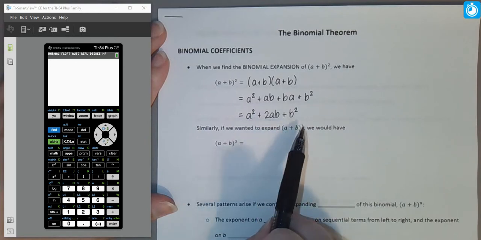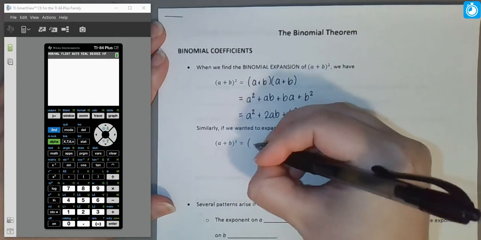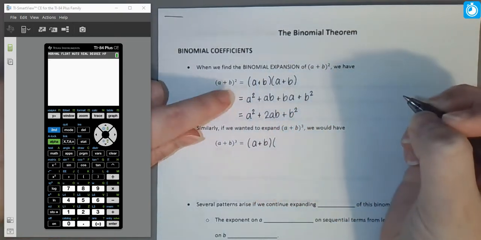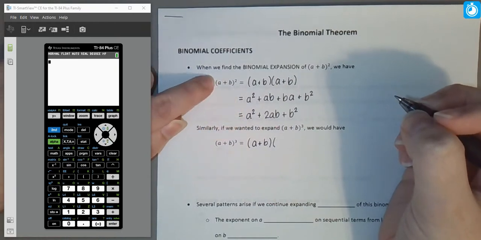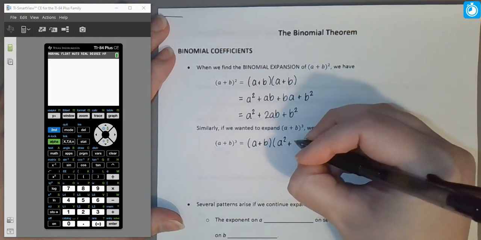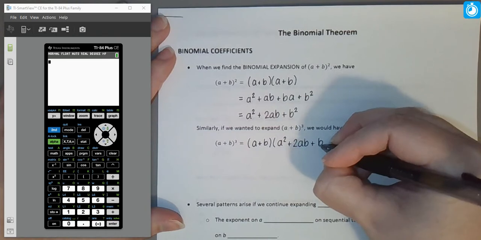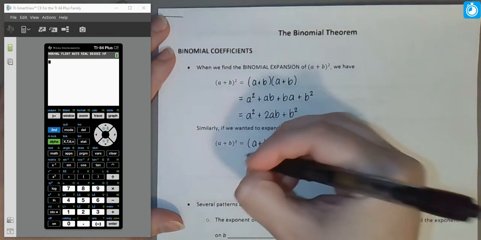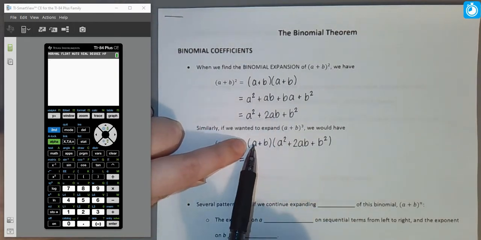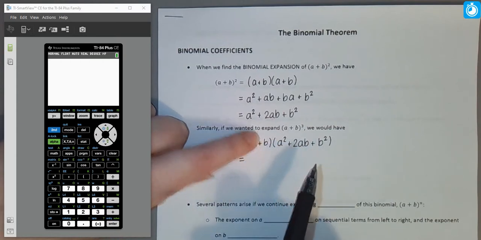Now, what if we wanted to expand a plus b cubed? Well, an easy way to do that based on what we already know is to just take a plus b and multiply it by what we already got when we took a plus b and squared it. So in other words, multiply it by a squared plus 2ab plus b squared. Now this represents a total of 6 multiplications. So the term a needs to distribute to the 3 terms, and then b needs to distribute as well.